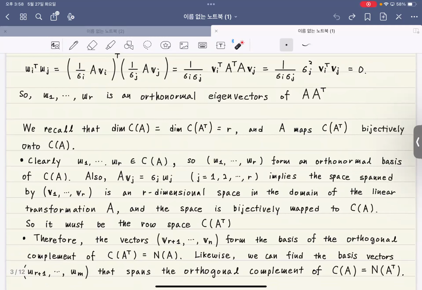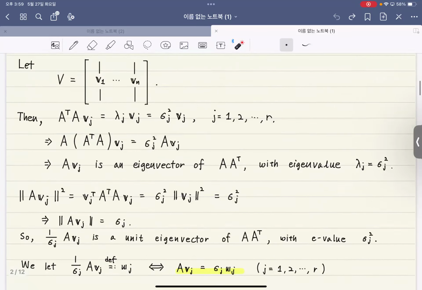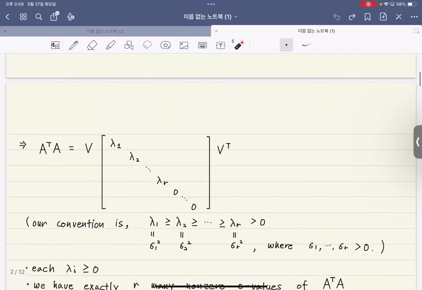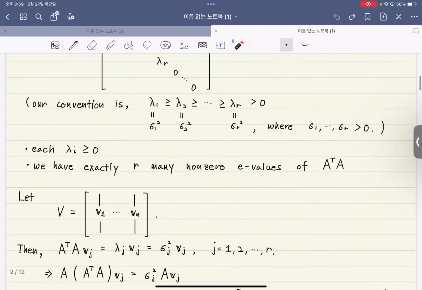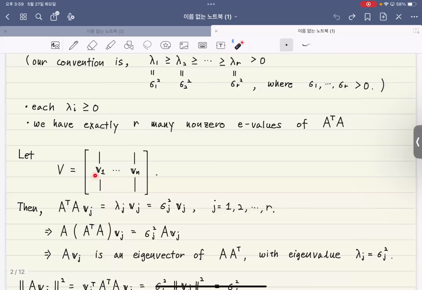Okay. So isn't it great? Just some computation. We apply the spectral theorem to this positive semi-definite matrix, and we have chosen the first R columns from the matrix B. And so V1 to VR.